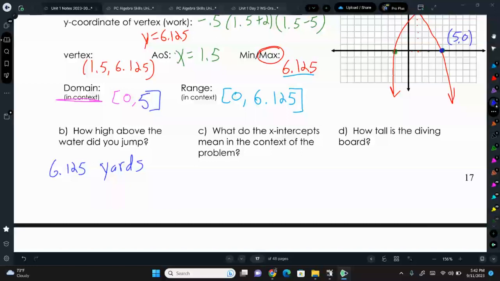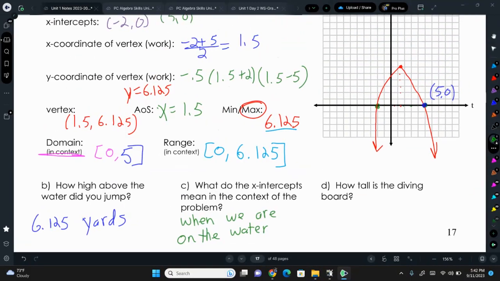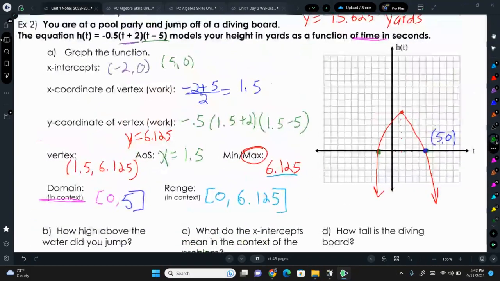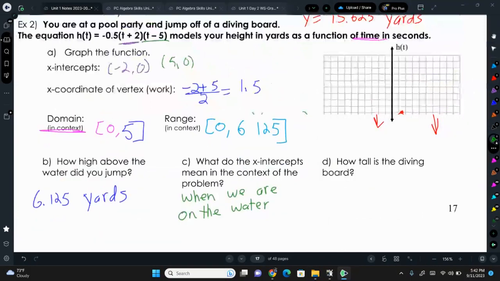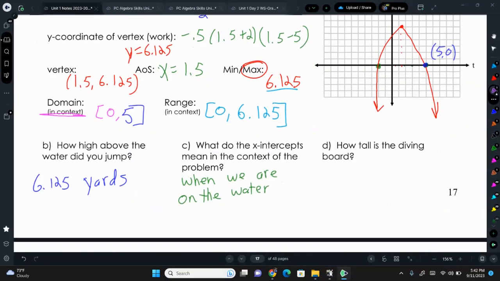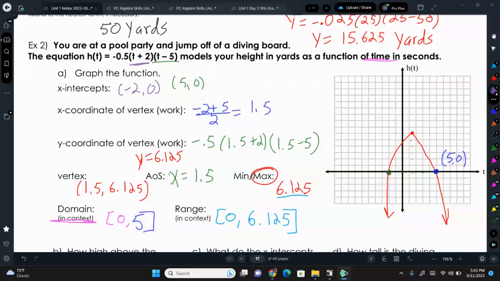What do the x-intercepts mean in the context of the problem? Well, that's when our height is 0. So that's when we are on the water. How tall is the diving board? Well, the diving board would be our initial height, because if you think about it in this problem, if we're sitting on a diving board and jumping up and then landing in the water, our initial height when t is 0 would be our y-intercept. So we're going to plug in 0 for this function.